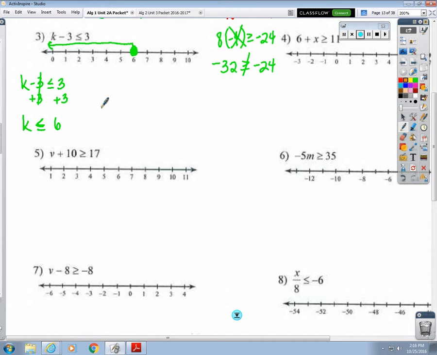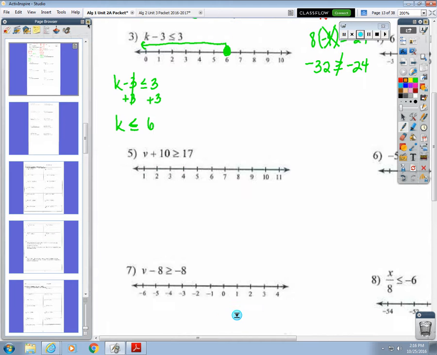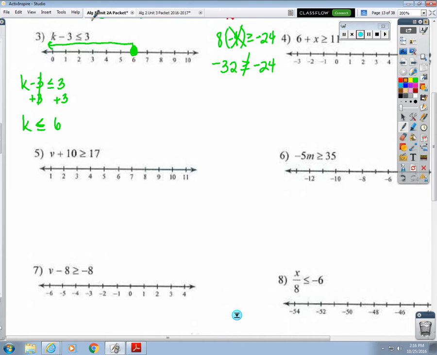What is your lowest solution you could have? Your lowest solution. Isn't it going forever into the negatives? So do we really know what the lowest one is? No, so you write negative infinity. And the reason you write negative is because you're going left into the negatives. And you put a parenthesis. What is your highest solution that could go in there and make a true statement? 6. And 6 actually makes it true, right? So you put a bracket.